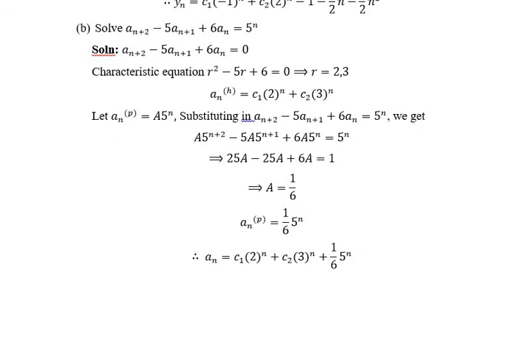Why did we take this trial solution as A 5^n? Because we have to check the table once again, that your roots are not repeating with your function f(n). 2 and 3 are distinct, 2 and 3 are not equal to 5. That is the reason why we are taking a_n^p as A 5^n. So you get your general solution as c1 2^n + c2 3^n + 1/6 into 5^n.